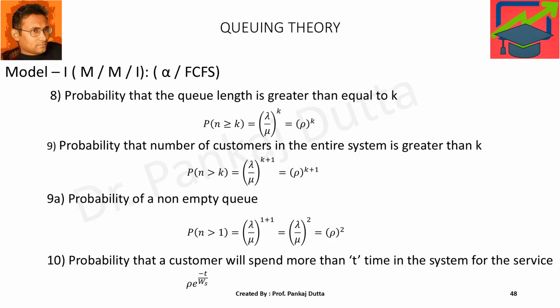The third measure, marked as 9a, tells us the probability of a non-empty queue. It is important to note that even when there is one unit in the queue, it is considered non-empty. The last measure tells us the probability that a customer will spend more than t time in the system for getting the service.